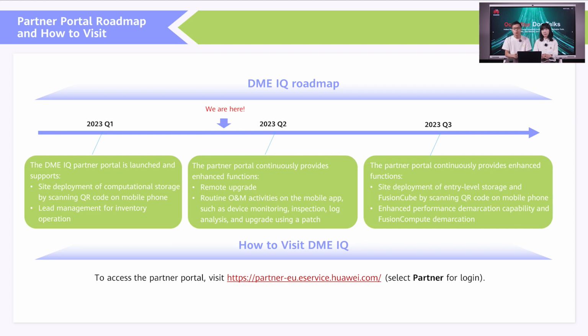In the second quarter, we plan to provide some enhanced functions, including remote upgrades, as well as some routine O&M activities on the mobile app, such as device monitoring, inspection, log analysis, and upgrade using a patch. In the third quarter this year, we plan to support site deployment of entry-level storage and the phishing cube by scanning a QR code on mobile phones, as well as enhanced performance demarcation and phishing compute demarcation.